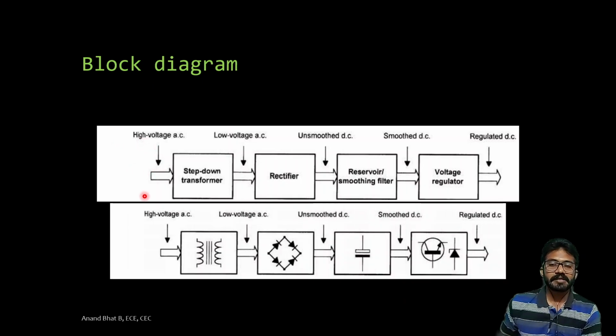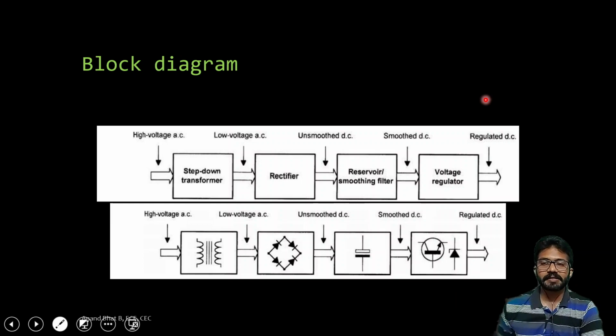Here is a symbolic representation of the same block diagram. Electrical symbols are shown instead of the regular names. The symbol stands for the transformer, and this is a symbol for a bridge rectifier. This is a symbol of the capacitor which indicates a smoothing filter, and this is a transistorized regulator, or a regulator based on Zener diodes. So this is about the block diagram of power supply.